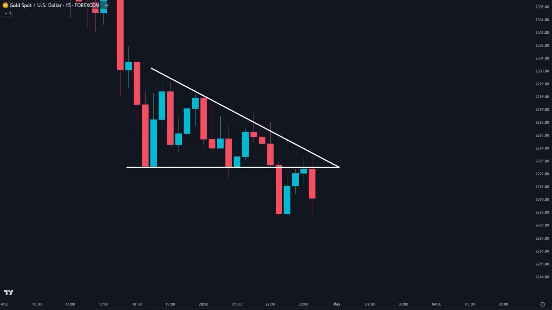After this break, support becomes resistance and possibly provides us with a short trading opportunity. Our entry reason to open a short position is this bearish engulfing candlestick, which is another confirmation. Our stop loss will be above the engulfing candle, and we set a 1 to 2 target.